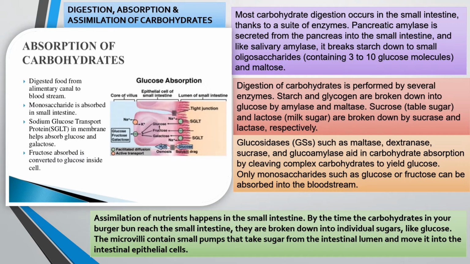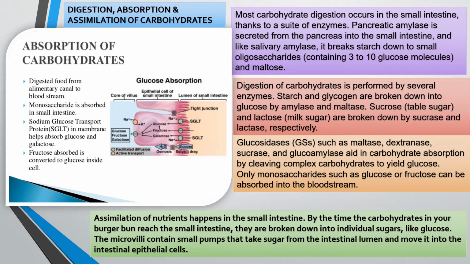Now see the diagram. Absorption of carbohydrates has been shown over here. Digested food from the alimentary canal to the bloodstream. At the time of absorption of carbohydrates, what actually happens? Second one, monosaccharide is absorbed in the small intestine. Remember this, monosaccharide means glucose. Next step, sodium glucose transport protein SGLT in the membrane helps absorb glucose and galactose. And the last step, fructose absorbed is converted to glucose inside the cell.